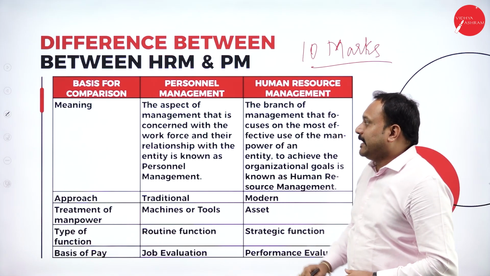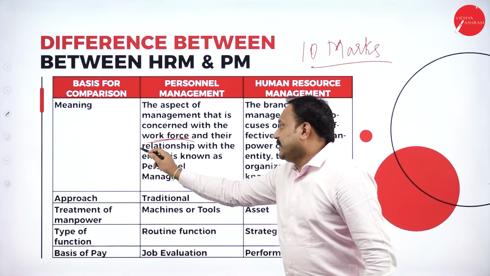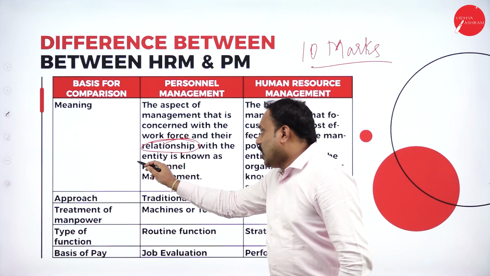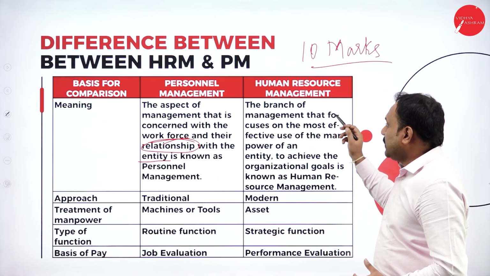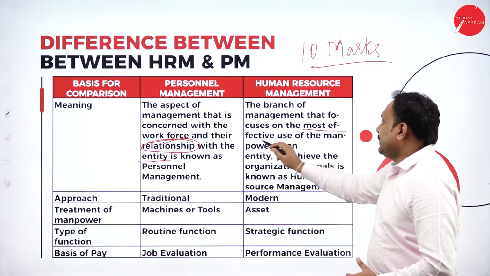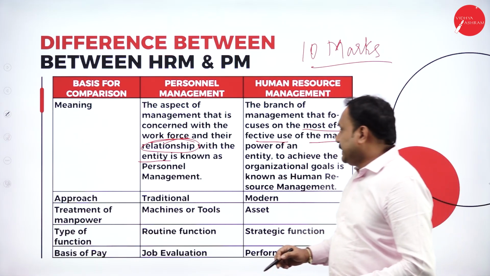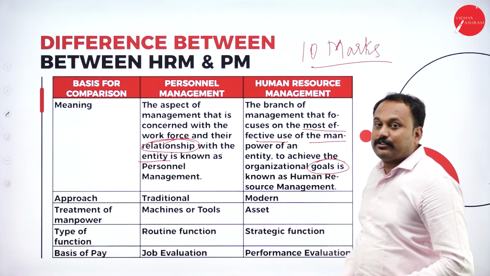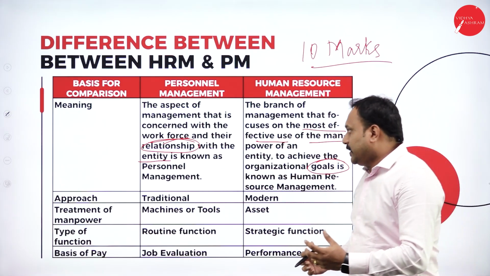The aspect of management that is concerned with workforce and their relationship with the entity. That's it. Entity in the sense organization. The branch of management that focuses on most effective use of the manpower of an entity, to achieve the organizational goal is known as human resource management. So here they only work, here they maintain it.